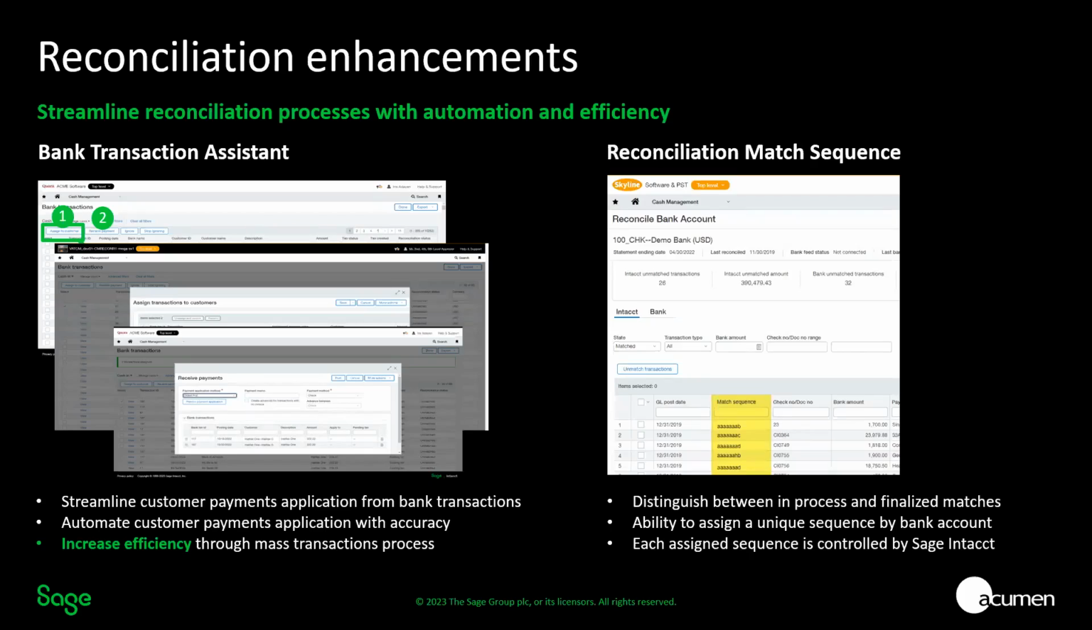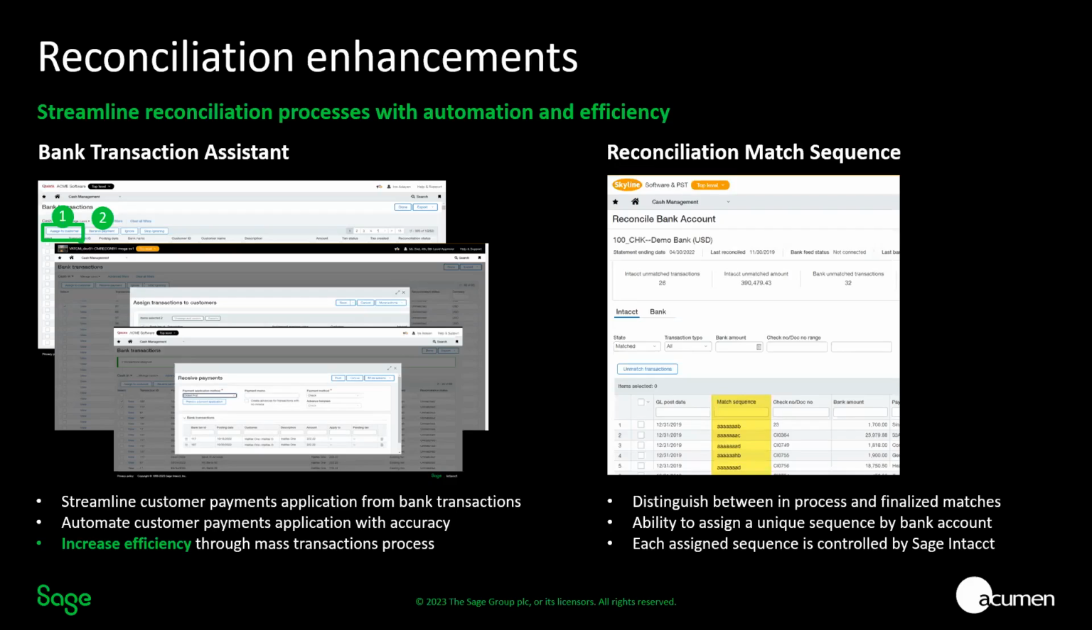Next is the reconciliation match sequence. And this is a function that's going to help throughout the remainder of enhancements to the reconciliation process. What we're doing is now assigning a sequence number, and it's really what we call an alpha sequence number. It's going to assign that to the matched transactions. It's going to allow the system now to leverage that matching sequence to see the relationship between bank and Intacct transactions.